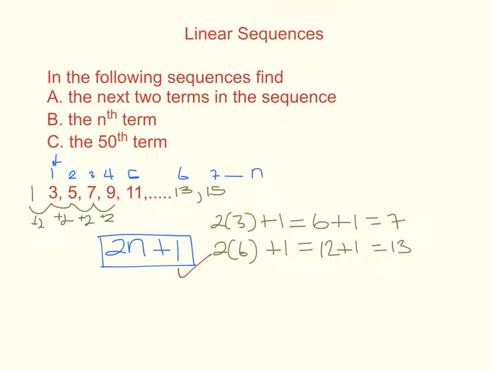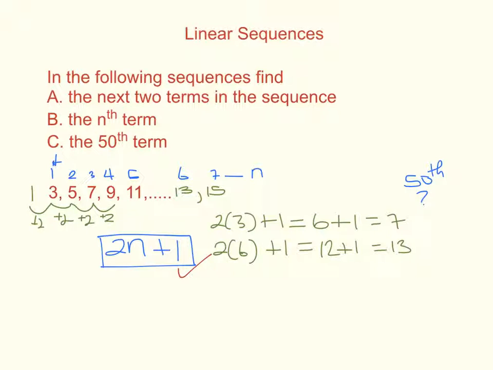The last thing I need to do is find the 50th term. So in other words, what this question is asking me, if I was to carry this sequence on and on and on, all the way to the number that's in the 50th position, what would that number be?